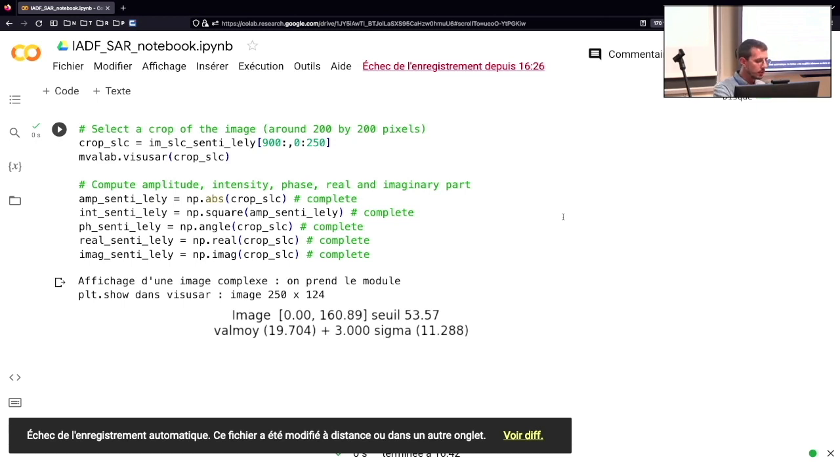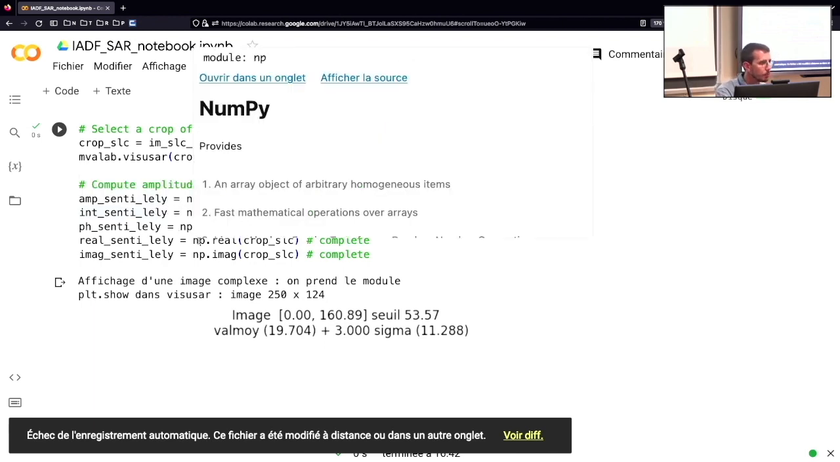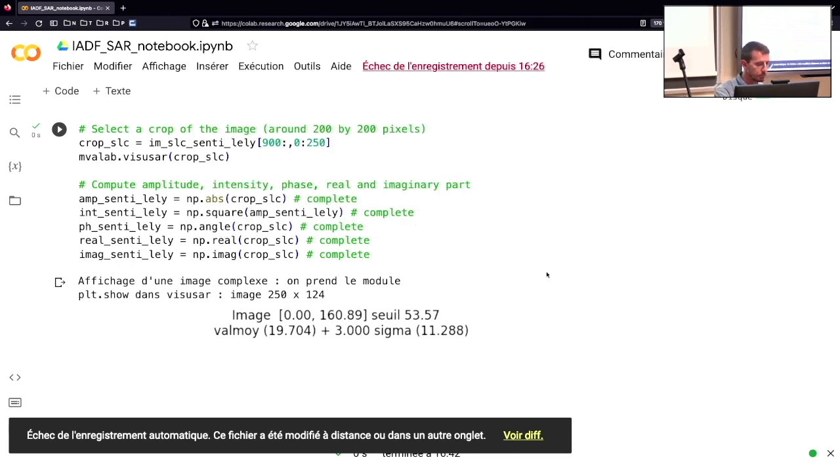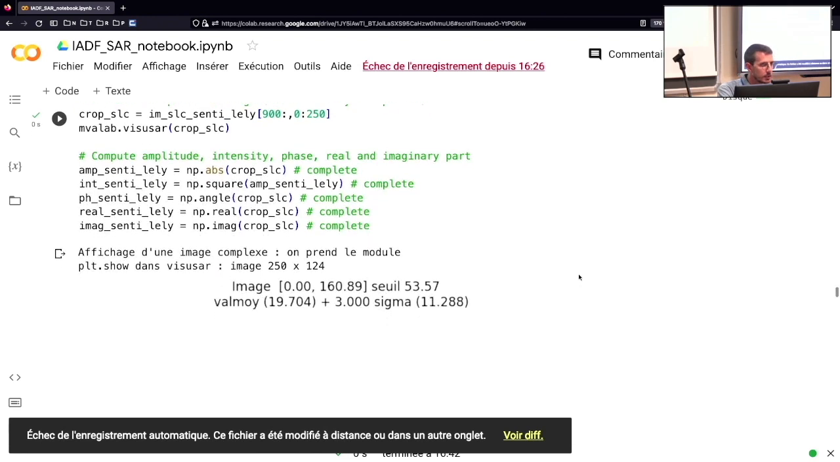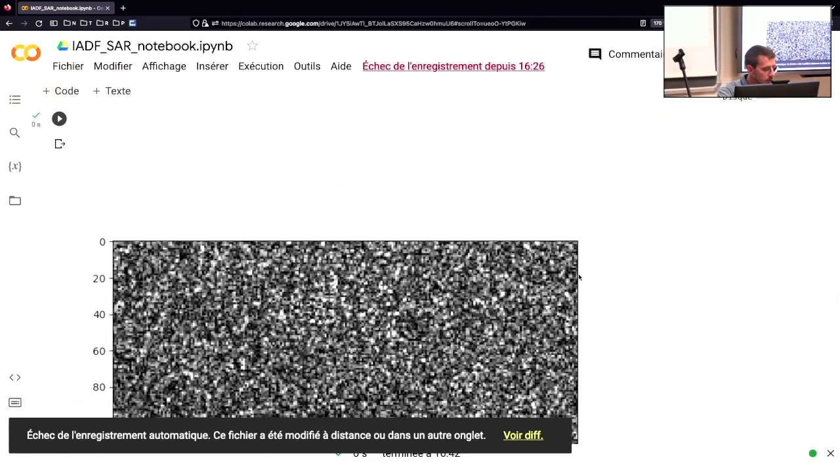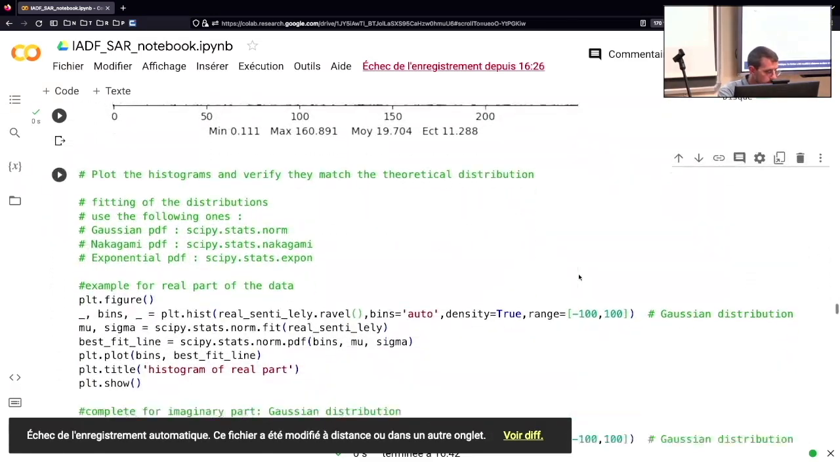So I have defined things this way, but if you want to take the intensity, you can also take the squared of the real part plus the squared of the imaginary part. I mean, there are many different ways to compute these quantities. I'll try to go to the next step, hoping that you have all copied this part, but I can come back to it if it's necessary.